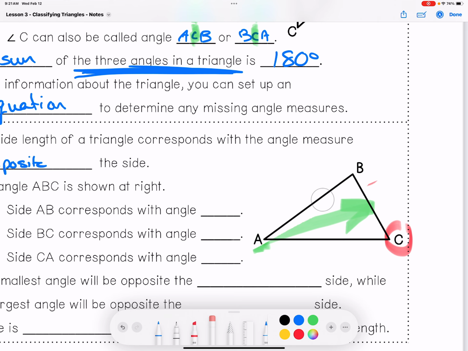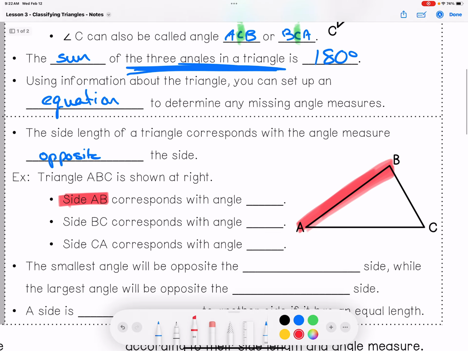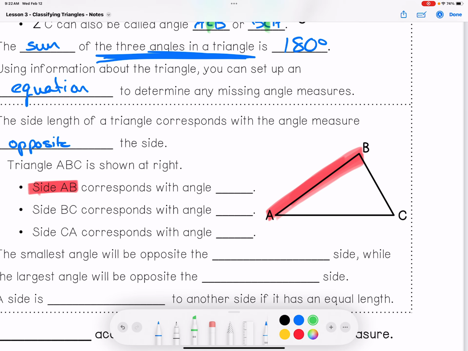Now, the first one says A and B, so we're going to highlight A and B. It says side AB, which I have highlighted in red, corresponds with what angle? So what angle is directly across from that? C. That's all that means, okay? So they are in direct correlation with each other.